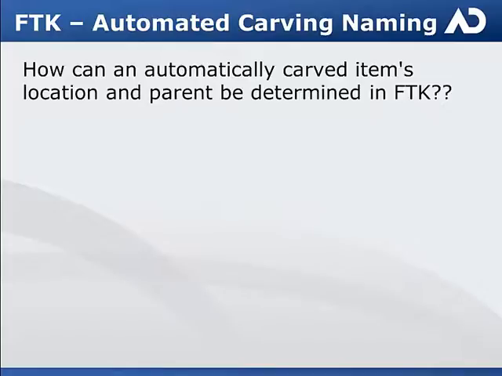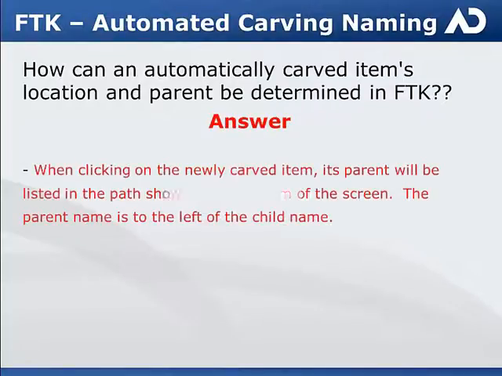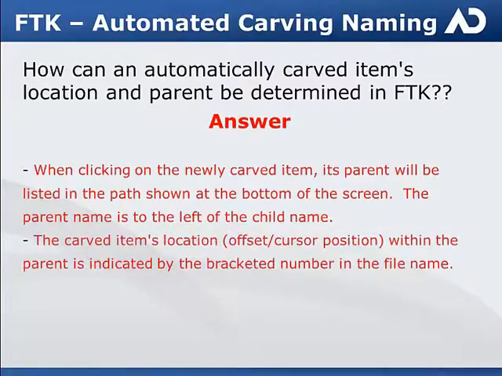How can an automatically carved item's location and parent be determined by FTK? And the answer, when clicking on the newly carved item, its parent will be listed in the path shown at the bottom of the screen. The parent name is to the left of the child name. In addition, the carved item's location, meaning the offset or the cursor position within the parent, is indicated by the bracketed number in the file name.